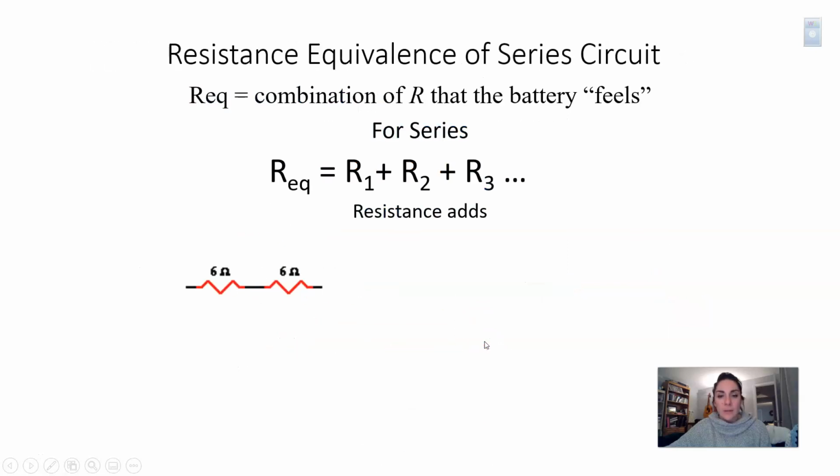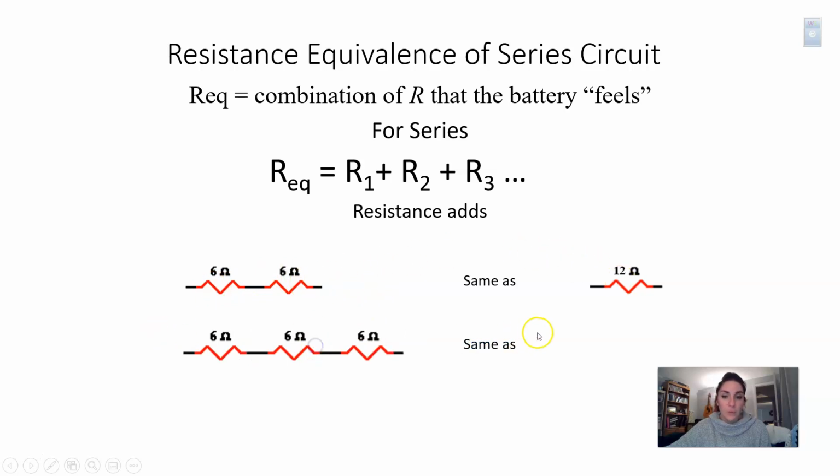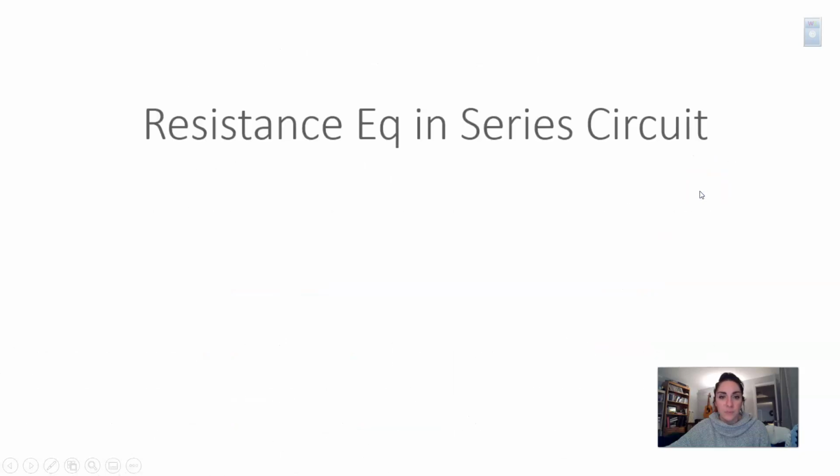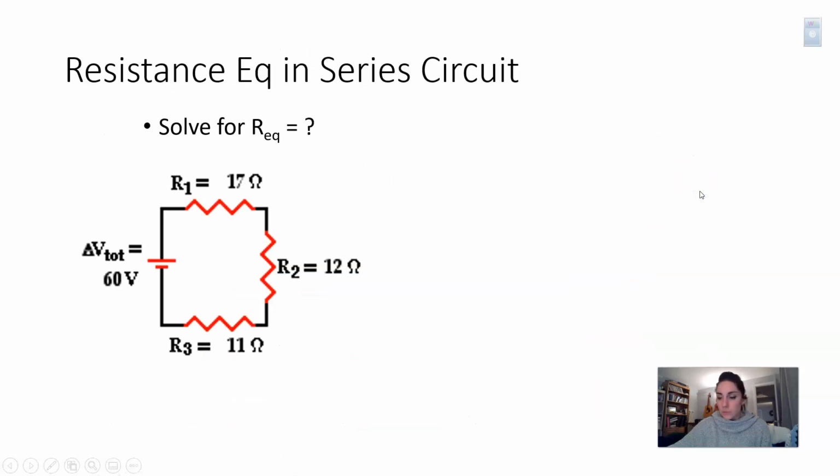And the way you do that, luckily, is for a series, you just add them up, which is kind of nice. So if you have 6 and 6 in series, it's the same as 1 12 ohm resistor. And this is the same as 1 18 ohm resistor. And this is the same as 1 24 ohm resistor. Hope you get the point. I love series because you just add them up. It's very simple. So of course, let's do an example of this exactly.